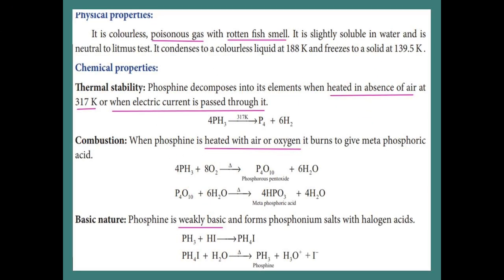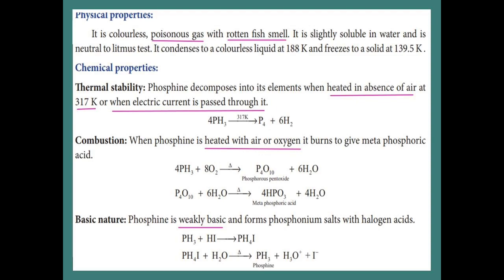Physical properties of phosphine. Phosphine is a poisonous gas and it has a rotten fish smell. Chemical properties. When it is heated in the absence of air up to 317 Kelvin, the phosphine decomposes as phosphorus and hydrogen. In the same way, when electric current is passed in the absence of air, the phosphine decomposes as phosphorus and hydrogen.